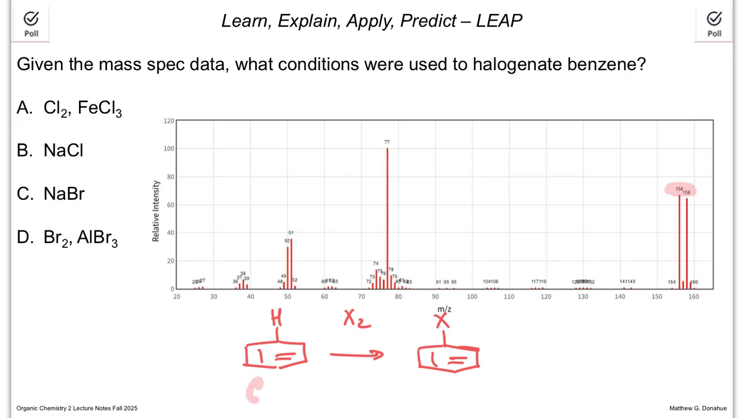If this is C6H6, this is C6H5X. Why don't you get out your calculators real quick? How much mass is C6H5?